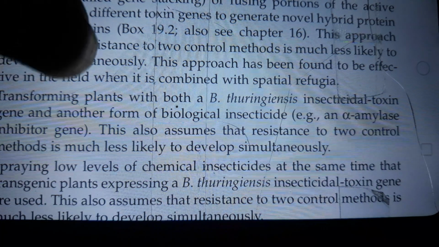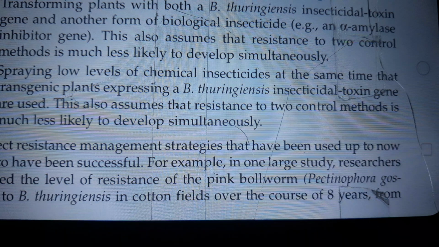And the next point is transforming plants with a B. thuringiensis insecticidal toxin gene and a second biological insecticide gene, for example an alpha-amylase inhibitor gene. This also assumes that resistance to two control methods is much less likely to develop simultaneously. Spraying low levels of chemical insecticides at the same time that the transgenic plants expressing the B. thuringiensis insecticidal toxin gene are used. This also assumes that resistance to two control methods is much less likely to develop simultaneously.